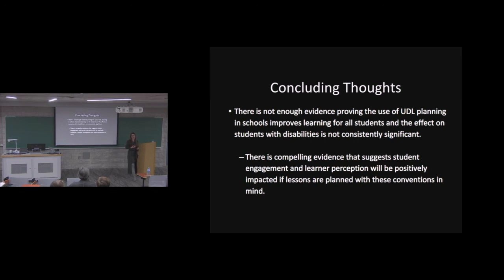So it's hard to say that universal design for learning will have sound, effective, immediate impact on achievement. There is some research saying that students with and without disabilities enjoy the learning tasks more. And when teachers think about universal design for learning, they think about teacher-student variance. And when they plan accordingly, they can better develop student relationships and meet the needs of their students. So the research is kind of conflicting. However, what the research soundly says is that student engagement and learner perception will be positive impacted if lessons are planned with UDL in mind.